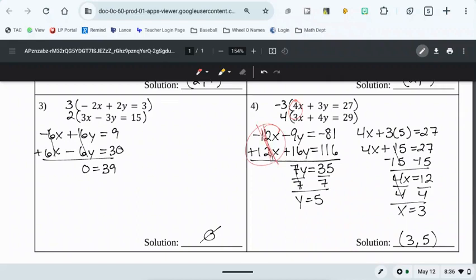We got 7y equals 35, a y value of 5. Plug it back in. It does not matter which equation you plug it back into. And if you did your math correctly, you get x equals 3. So our solution is (3, 5).